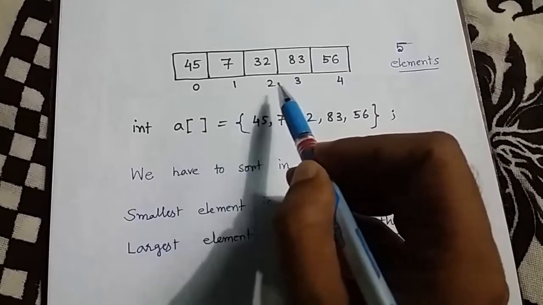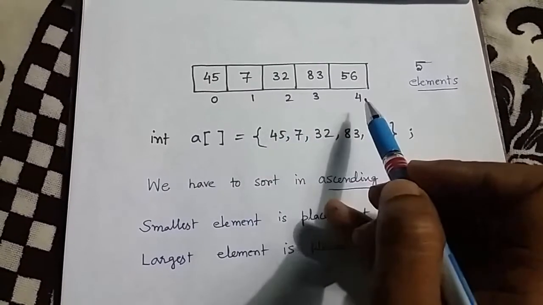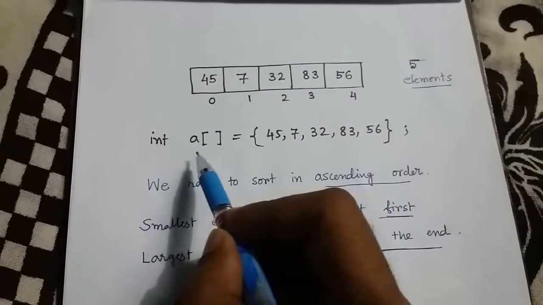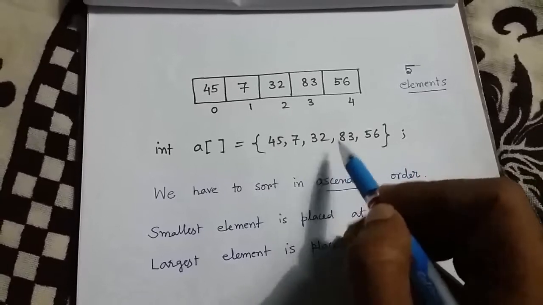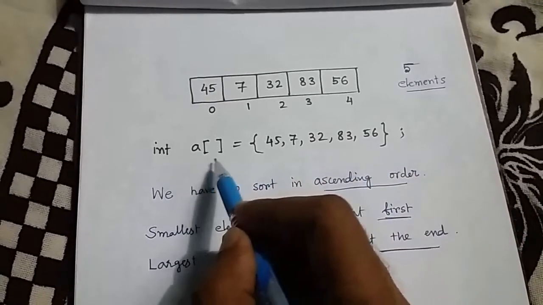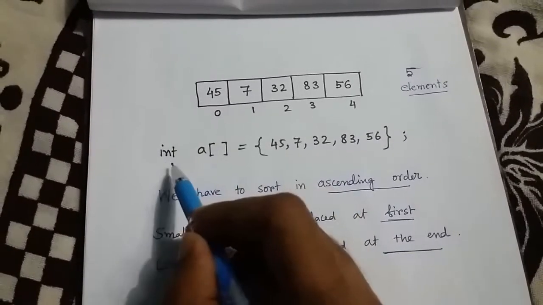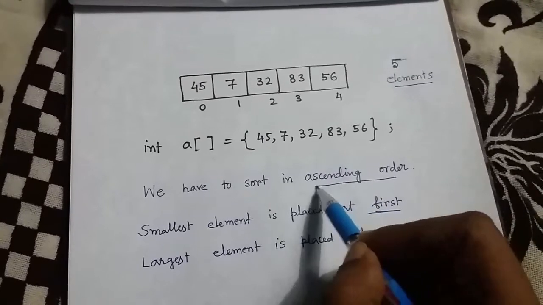So this is the diagrammatic representation of an array, consisting of 5 elements, you can see, and this is the Java statement to directly initialize the array to the array variable a. You can see this is the array variable of int type. So we have to sort the array in ascending order.